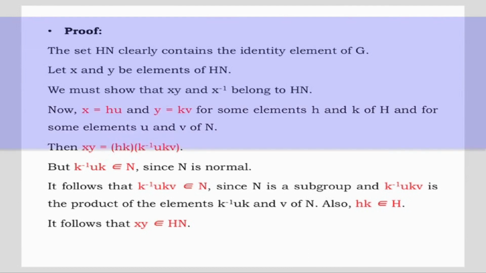Then xy is equal to hk k inverse ukv, but k inverse uk belongs to N since N is normal. It follows that k inverse ukv belongs to N since N is a subgroup and k inverse ukv is the product of the elements k inverse uk and v of N. Also hk belongs to H. It follows that xy belongs to HN.